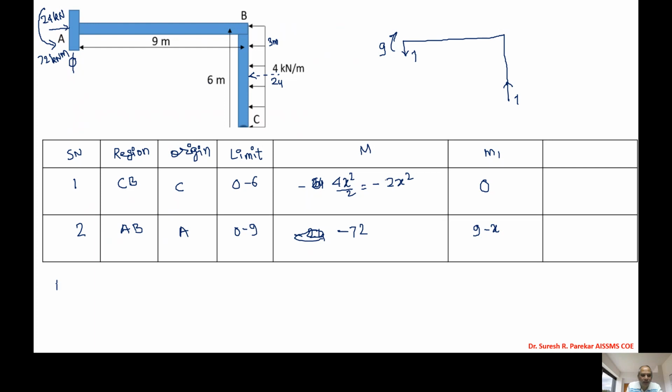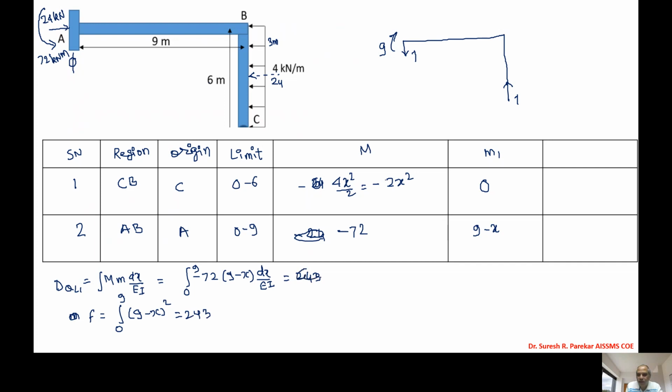Now if we calculate DQ11, which will be integral of M M1 dx upon EI, the first term we have 0. So directly the second term: minus 72 into 9 minus x dx upon EI, from 0 to 9. We will get it as 243. For F11 we integrate 9 minus x whole square from 0 to 9, and that gives the value 243, so F11 is 243 upon EI, and DQ11 actually we will get as minus 2916.